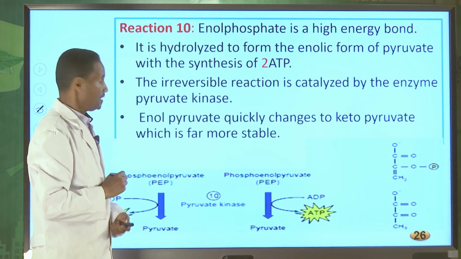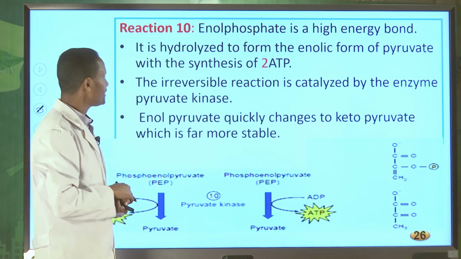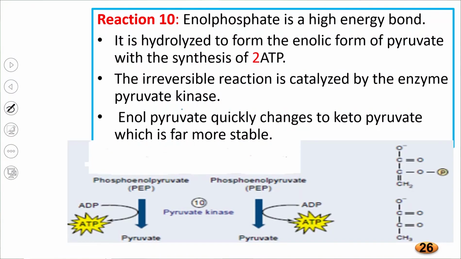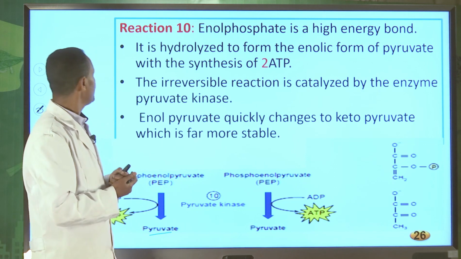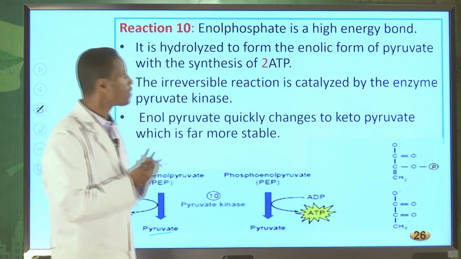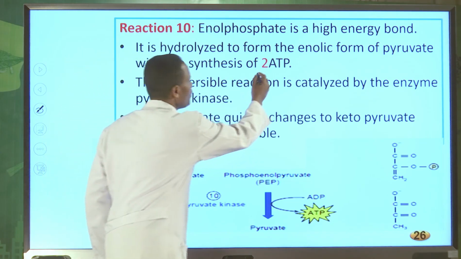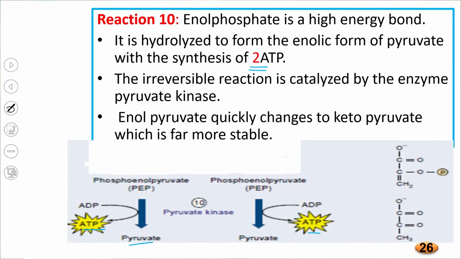The last step of glycolysis is reaction 10. In reaction 10, phosphoenolpyruvate is changed into pyruvate. Here, phosphoenolpyruvate has a high energy bond. This is hydrolyzed to form the enol form of pyruvate, with the synthesis of 2 molecules of ATP gained by this process. This is an irreversible reaction and is catalyzed by the enzyme pyruvate kinase.